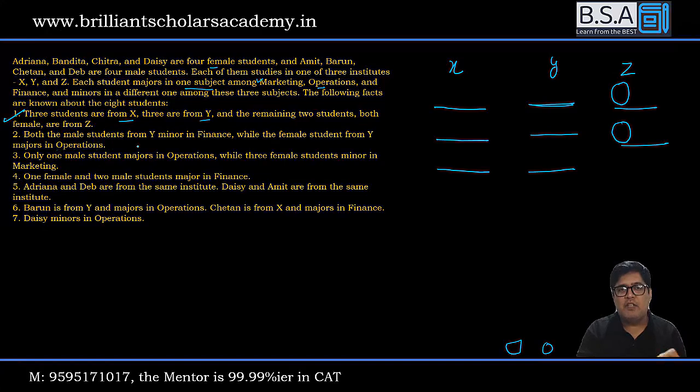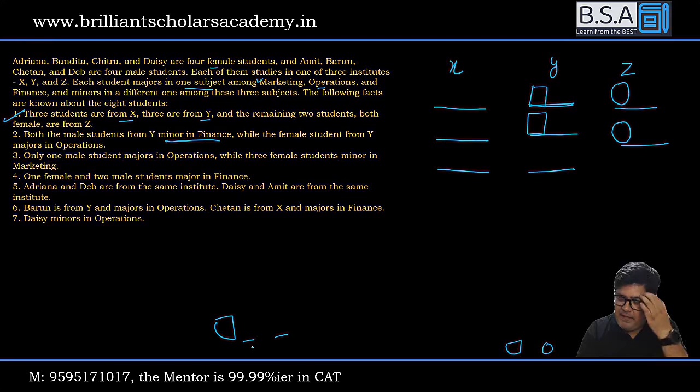Both male students in Y minor in finance. There are 2 males. Their minor subject is finance. So see, with every name, I'm going to write 2 subjects. I'm keeping in my mind the first one is going to be major, the second one is going to be minor. If that confuses you, every place I will write 2 alphabets. One name is there separately. I will write major first, minor second, or I will write minor in a small letter. Minor is finance. I'm writing here, look at this, finance.